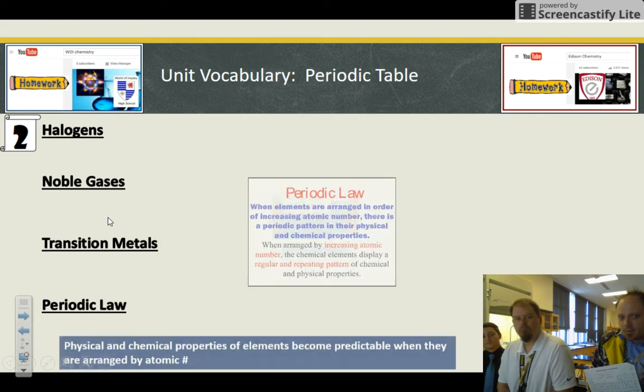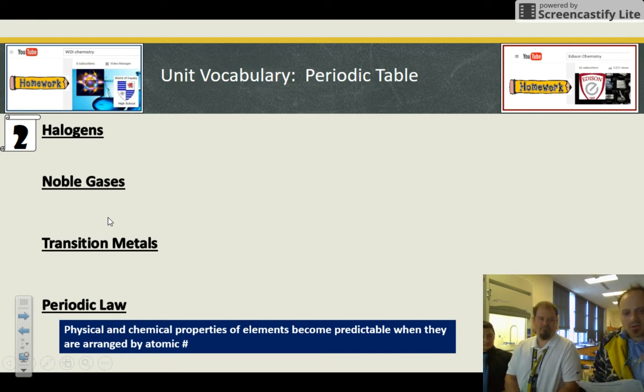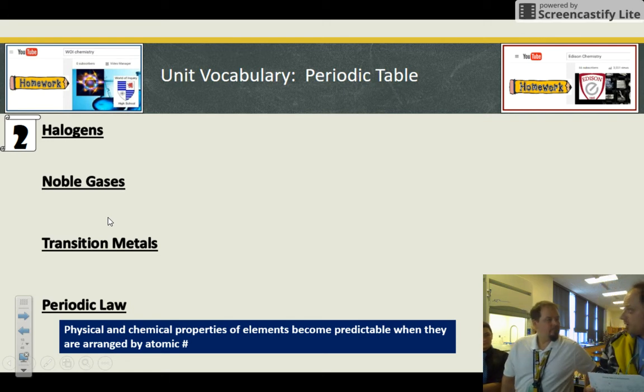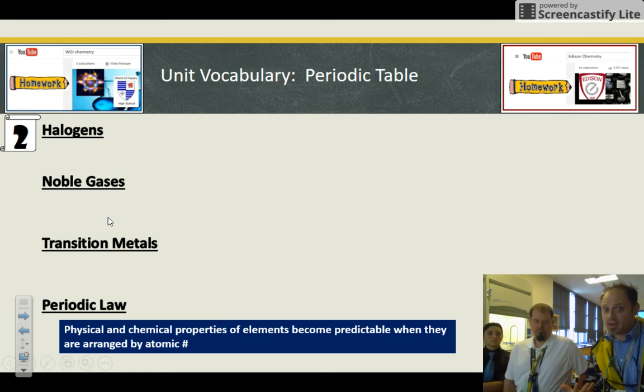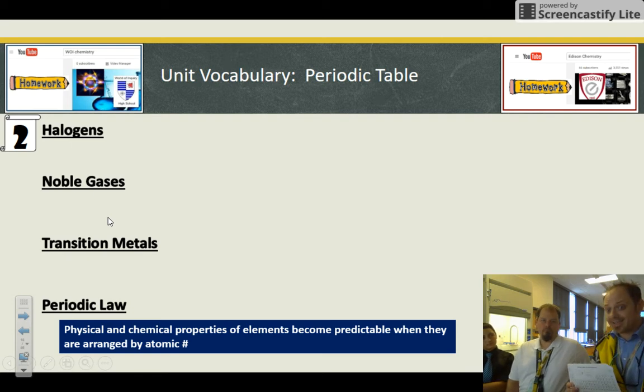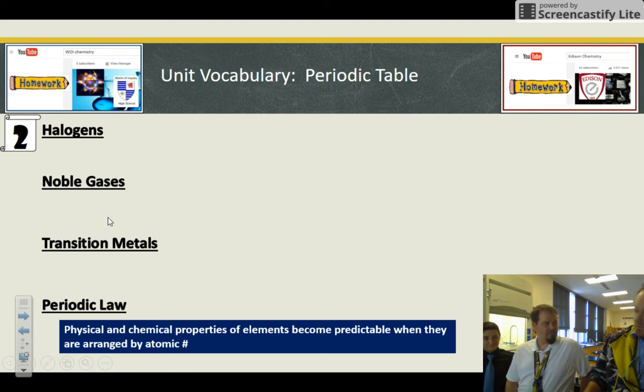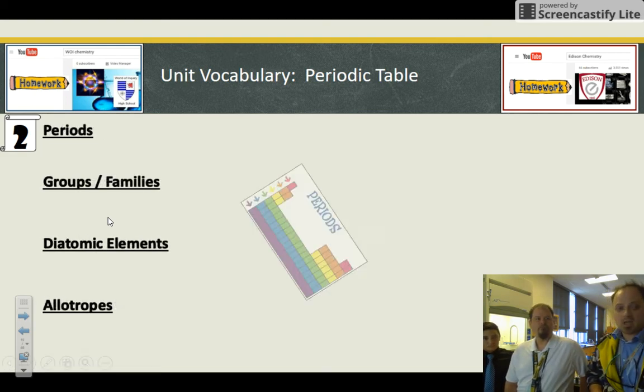The periodic law. This is when physical and chemical properties of elements become predictable when they're arranged by atomic number. As I said before in a previous video, we chemists can look at the periodic table and see where an element is and predict how it's going to react with other elements and its properties, because that is the law of how the periodic table is set up. Periodic is something that comes every so often and repeats. A newspaper comes every day, and a magazine comes every month, and it gets very predictable, and that means the same thing. The periodic table is very predictable because of the periodic law.